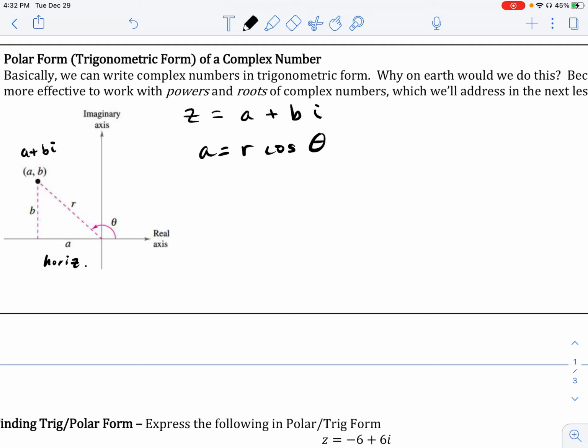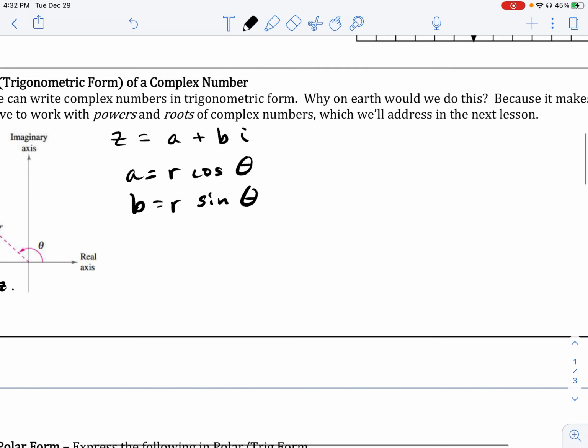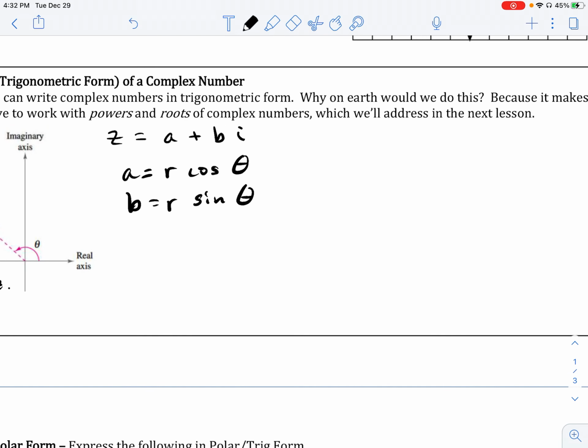So writing a plus bi, this complex number in trigonometric form, would be the same as writing, so this is the complex number in standard form, not to be confused with standard form for vectors, but standard form for complex numbers. To write it in polar or trig form, is to say this complex number can be written as r cosine theta plus r sine theta times i. So this is our a, this is our b. So a plus bi is written this way in polar or trig form.